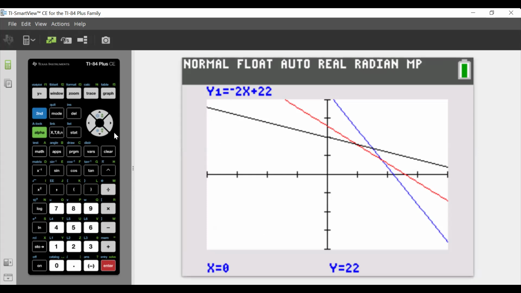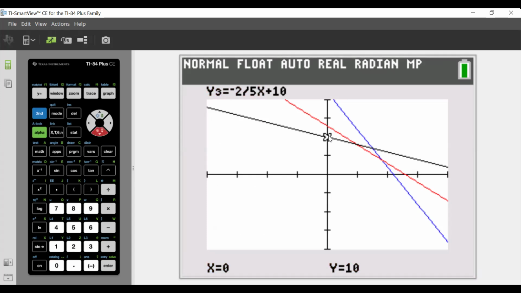So notice it's showing the blue one, and then it shows the red one. And if we go down one more, here's the black one. So we know the point 0, 10 is going to be one of our points. And so that's something good to know.